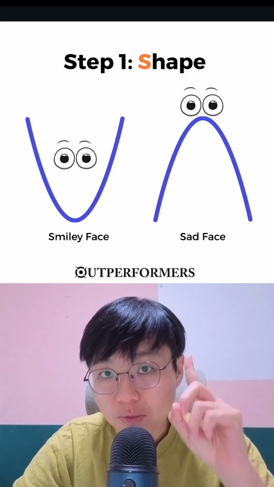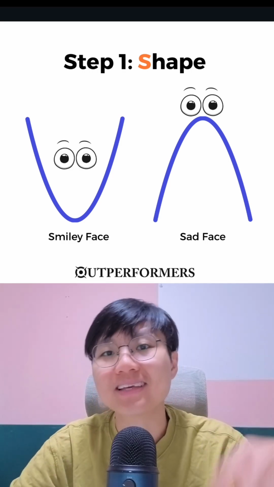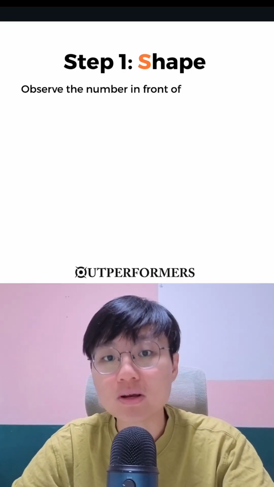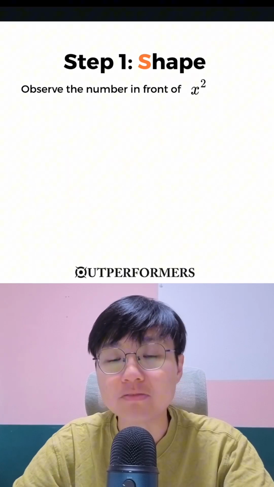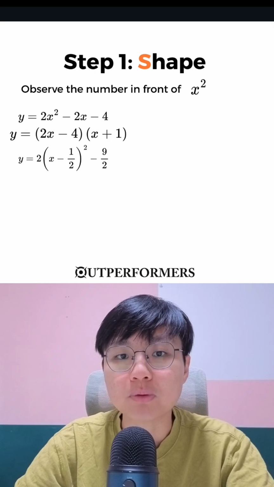Step number 1 is to find the shape, either the smiley face, U shape, or the sad face shape. In order to know what the shape is, you observe the number in front of x squared. Is it positive or negative? So let me give you the positive example first.